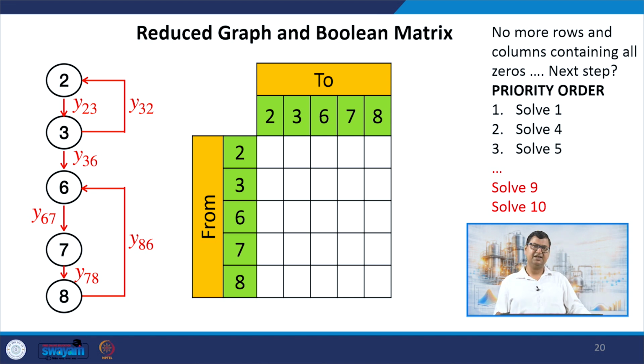So let us see here. We have 2, 3, 6, 7, 8. Let me do the Boolean matrix quickly. From 2 I can go to 3, from 3 I can go to 2 and 6, and from 6 I can go to 7. From 7, I can go to 8, and from 8, I can go to 6.